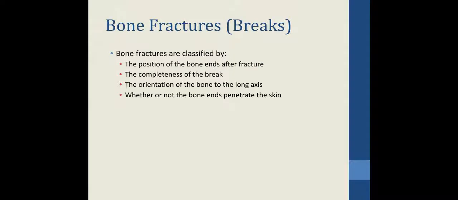The other is if the bone is broken, it can fix itself. And we call these broken bones fractures. A bone fracture is classified by the position of the bone ends after the fracture, the completeness of the break, the orientation of the bone to that long axis, and whether or not it goes through the skin. And I will warn you now, there are some really awesome pictures coming up. So if you're a little bit squeamish, they're coming.